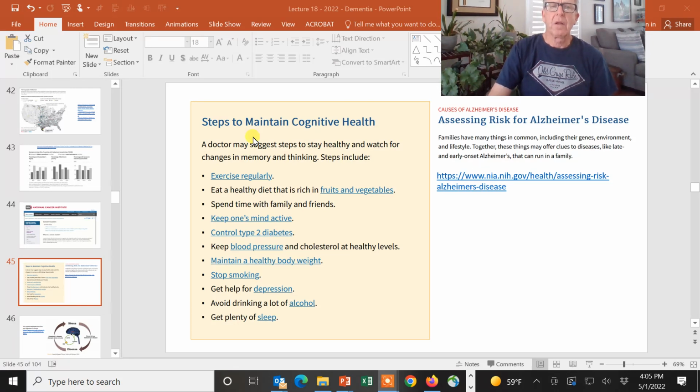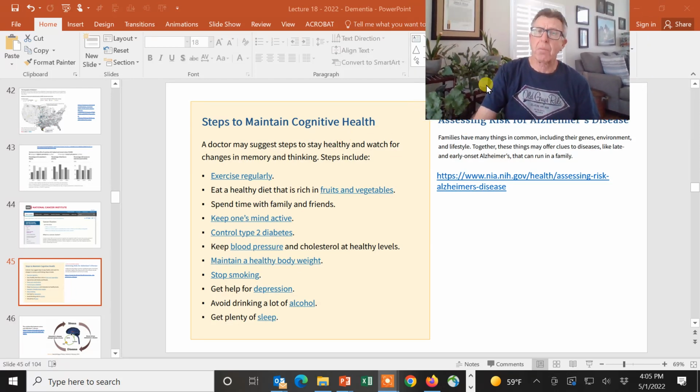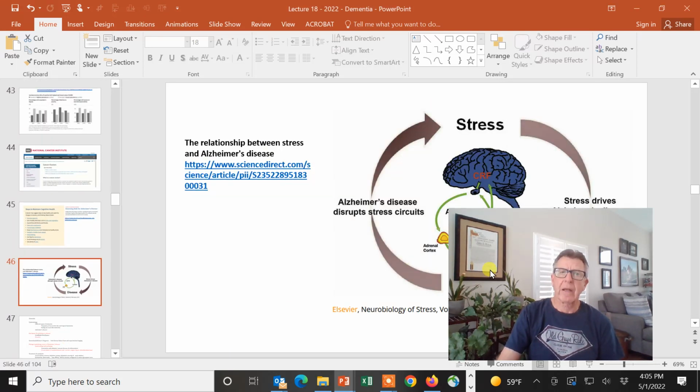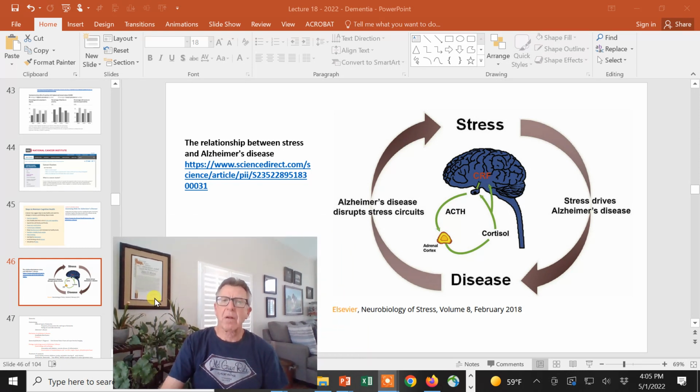All righty. So these are the steps you have to take to maintain really good cognitive health and to reduce your risk. So these are your modifiable risks. So exercise, eat healthy, sociality, keep active. Control your diabetes, control your blood pressure, on and on and on. Don't drink too much alcohol and try and get some sleep, right? Alrighty. And if you see right here, stress.